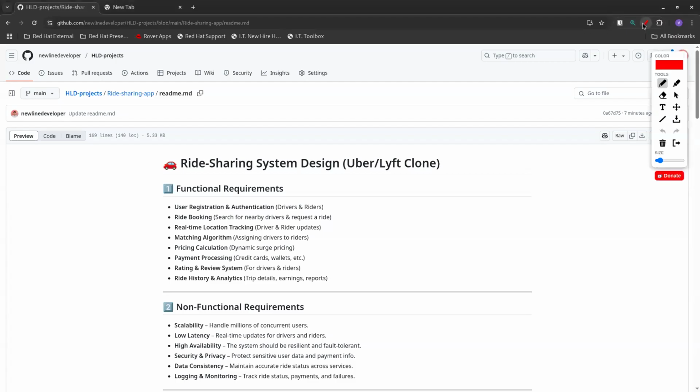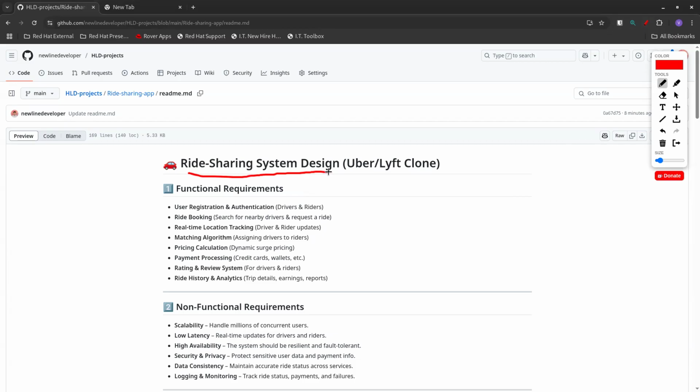Okay. Yeah, hi everyone. So in this session, we are going to discuss ride sharing applications, which are like Uber, Lyft, Rapido, Ola, and these are the real world applications we can see.